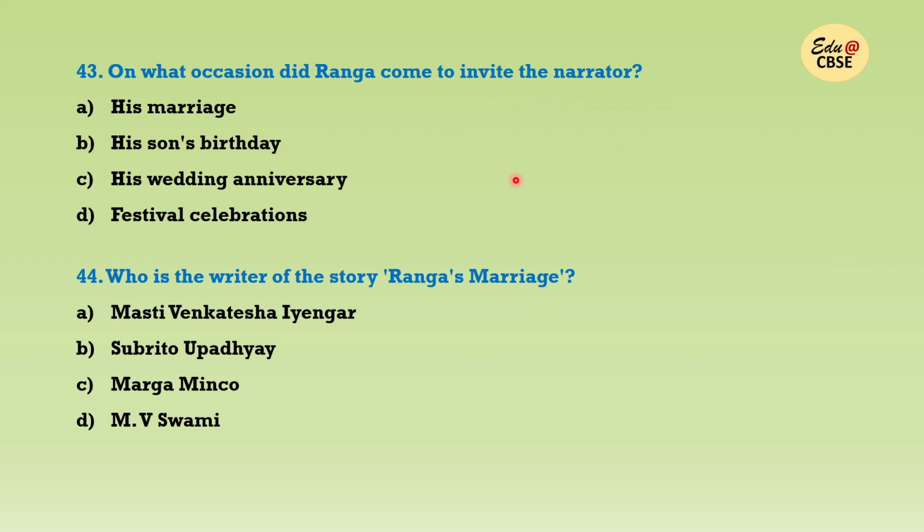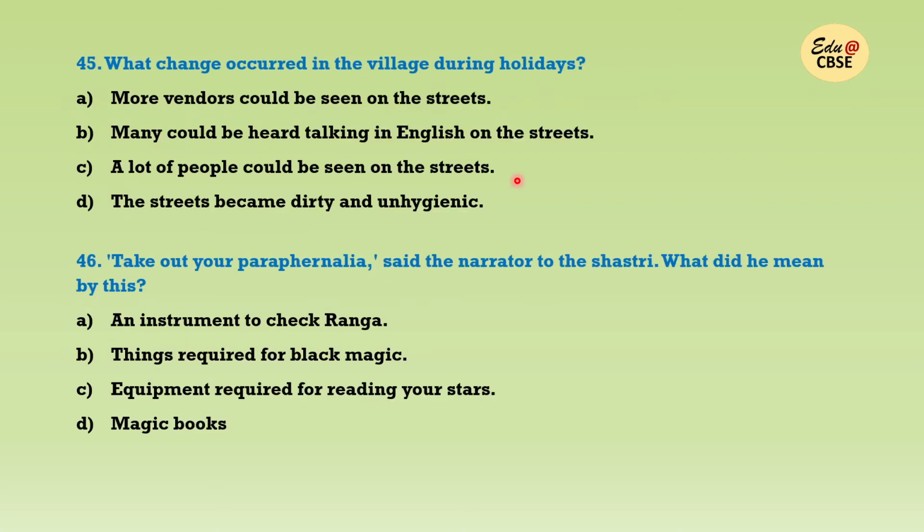So there's a sudden change in the story, a quick and abrupt change rather, so you have to identify this. Then next one, who is the writer of the story Ranga's marriage? Next, what change occurred in the village during holidays? 46th, take out your paraphernalia, said the narrator to the Shastri. So what did he mean by this?